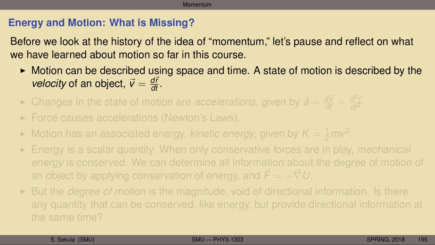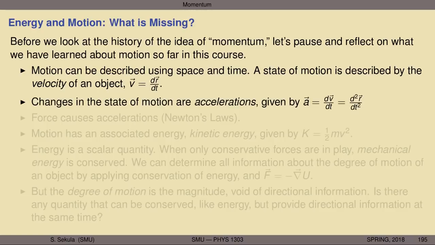First, motion can be described using the framework of space and time. A state of motion is described by the velocity of an object. So if you want to talk about the state of motion of an object, you should be talking about its velocity. And velocity is the time rate of change of position, the change in position with respect to the change in time. And here I write the instantaneous quantity of velocity to remind you of the role that calculus has played in helping us to understand at instants of time what the motion is.